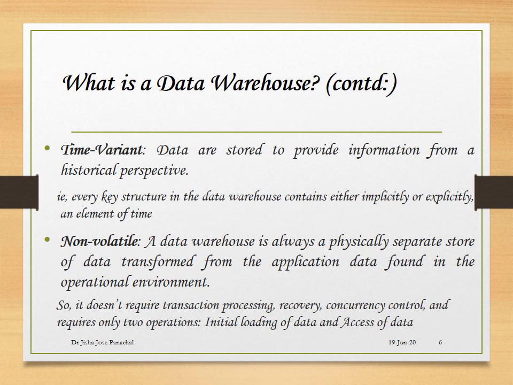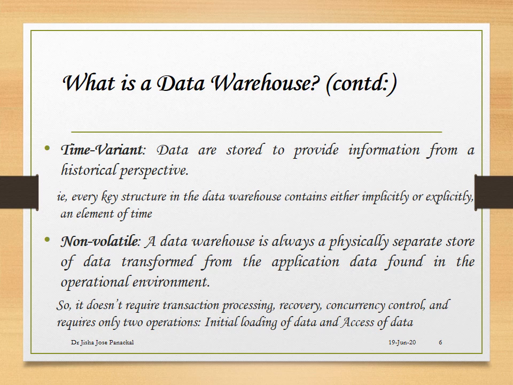Next one is time variant. Every data warehouse has an element of time, which means that data is stored to provide information from a historical perspective. A data warehouse can be built for a particular period, for example 5 years or 10 years, and it is used as a big data storage that can be used for analysis purposes. So an element of time will be there along with the data warehouse. That is, every key structure in the data warehouse contains either implicitly or explicitly an element of time.